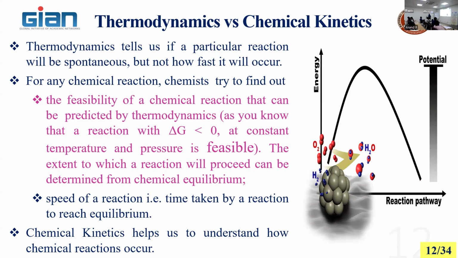For any forward or reverse reaction, we can identify from the thermodynamics perspective whether it is spontaneous, non-spontaneous, or at equilibrium. But whether the spontaneous process happens, and how much time it takes to complete, you can find out from chemical kinetics. Chemical kinetics is used for understanding the speed of the reaction and the time taken by a reaction to reach equilibrium.